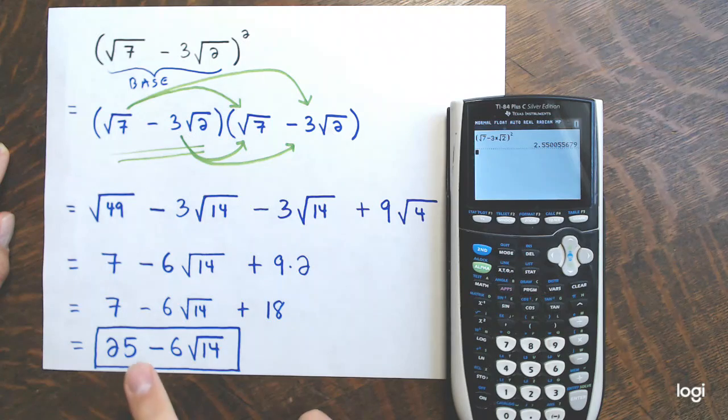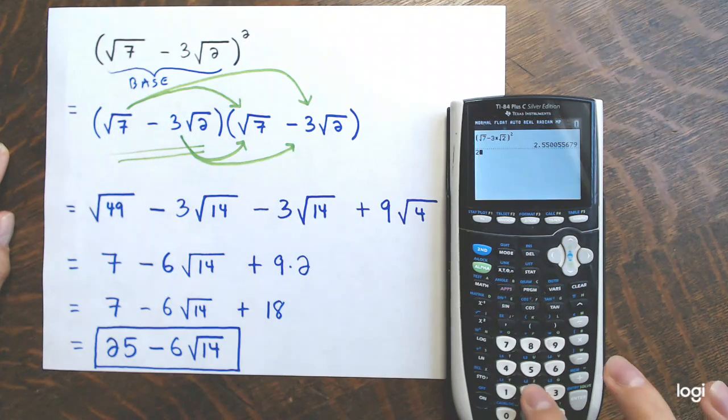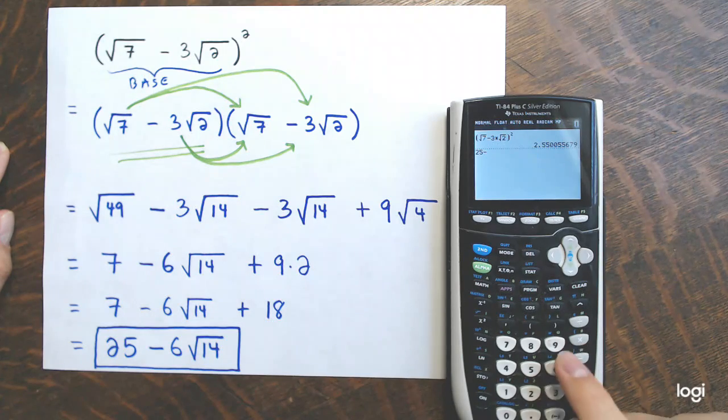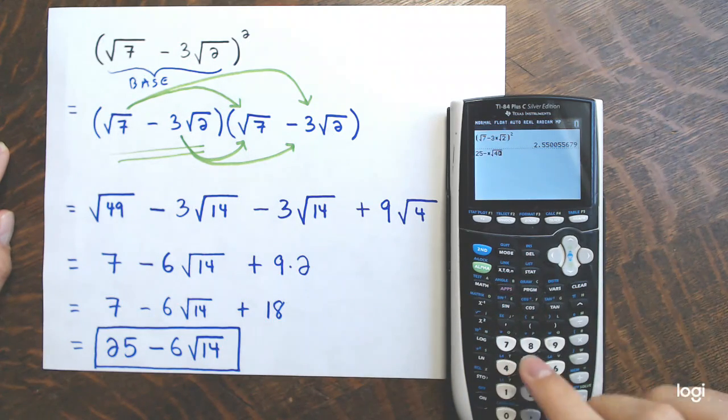All right, now look at what we got at the end. 25 minus 6 times the square root of 14. Oops.